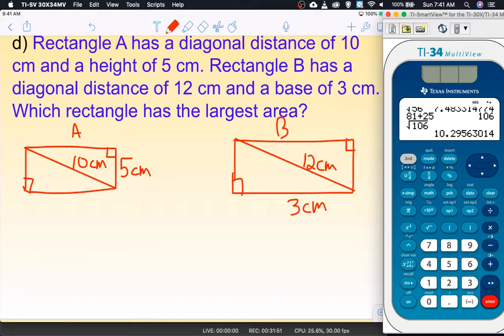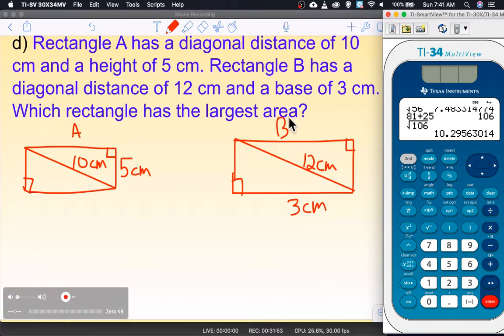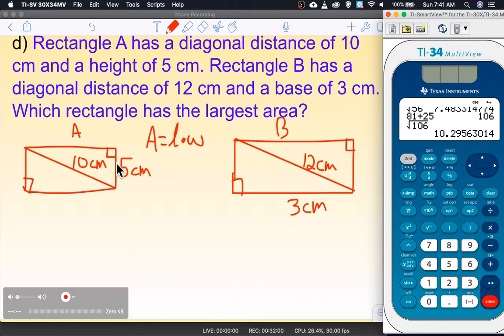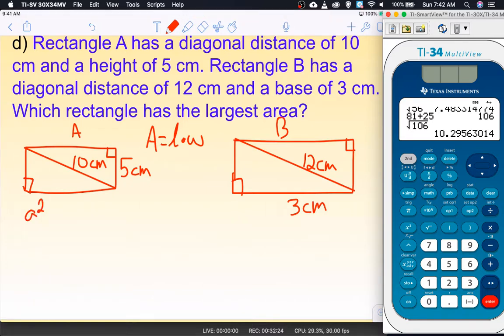So for rectangle A, I want to know its area. The area formula for a rectangle is length times width. That's this side times this side. So you see the problem right away. We have the height, we do not have the base. So we're going to find the base. That's just the missing side of this triangle right here. So if I can find out how big this is, I can multiply my base and my height together to find the area. And again, Pythagorean theorem.